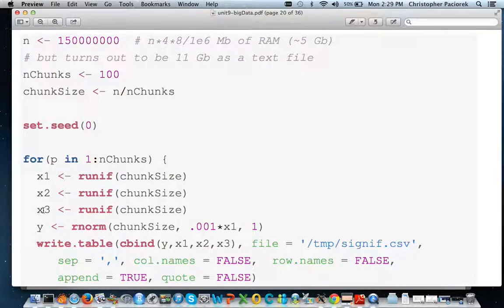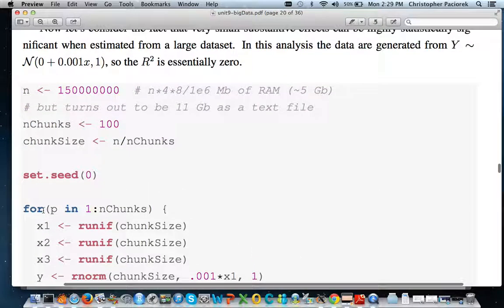Yeah, Kelly? So maybe this is my lack of statistical knowledge. What's the significance of having 0 plus the coefficient times x? Oh, nothing. That was just me illustrating that the intercept is 0. So this is the true model that I'm using to generate the data.